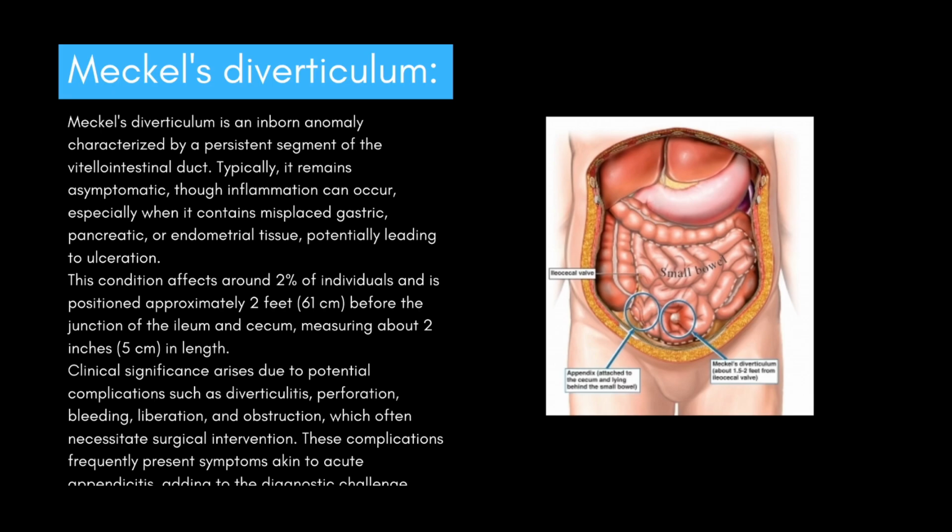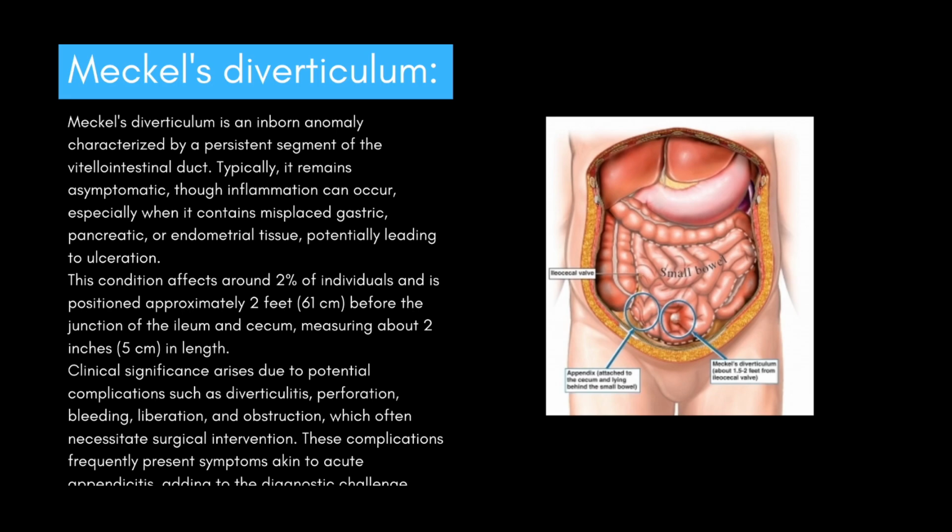So I'd like to open up today by talking about Meckel's diverticulum. Meckel's diverticulum is an inborn anomaly characterized by a persistent segment of the vitelointestinal duct. Typically, it remains asymptomatic, though inflammation can occur, especially when it contains misplaced gastric, pancreatic, or endometrial tissue, potentially leading to ulceration.